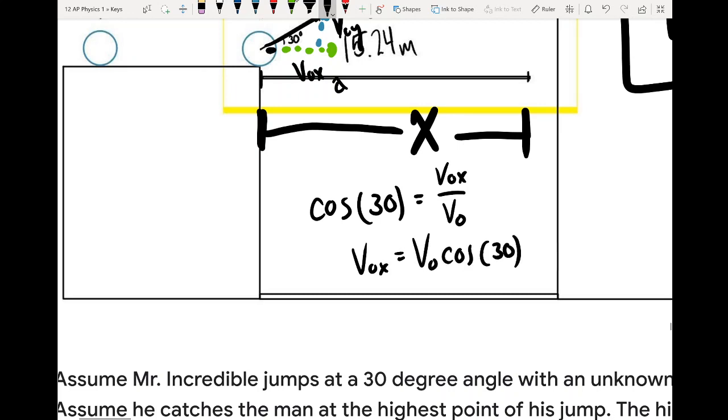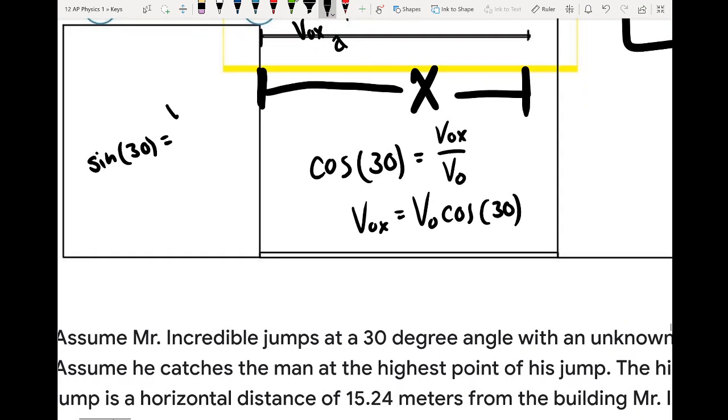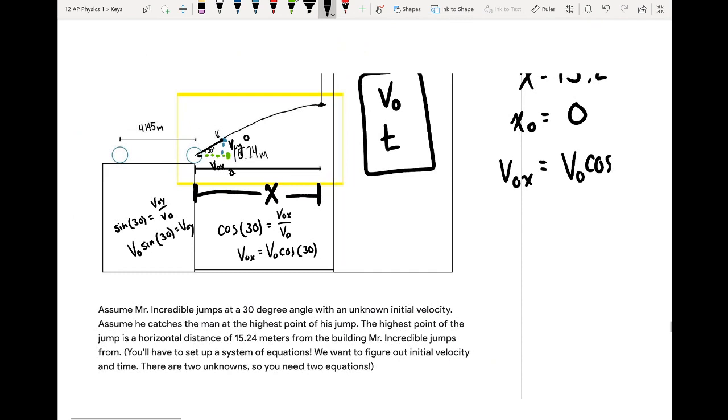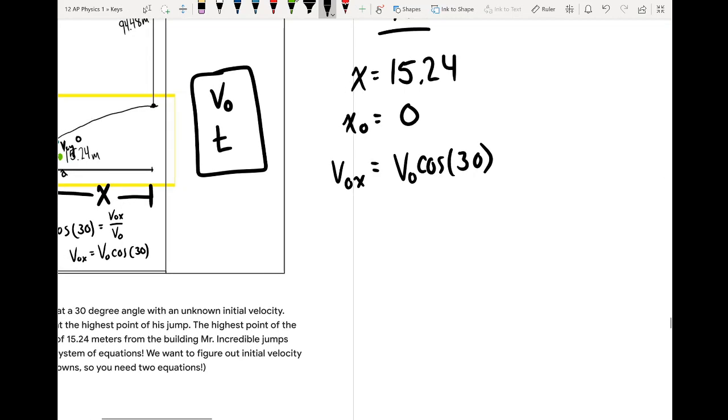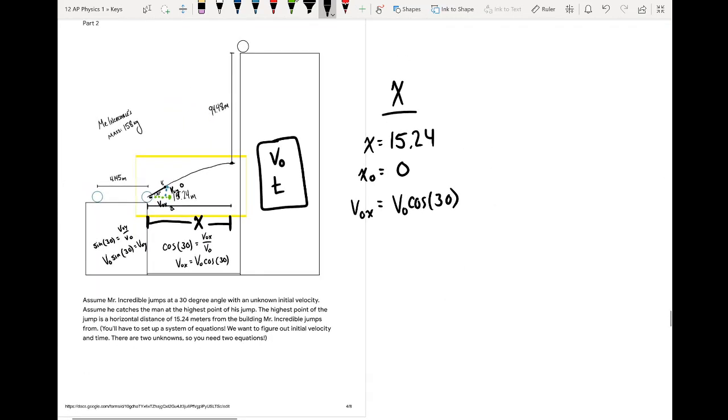We do the same thing in the y direction. Sine of 30 is equal to the opposite over the hypotenuse, so v naught y divided by my hypotenuse. So v naught sine of 30 is equal to v naught y. That's helpful because instead of having v naught x, v naught y, and t as unknowns, we just have v naught and t as unknowns. So we're writing it in terms of what we know.